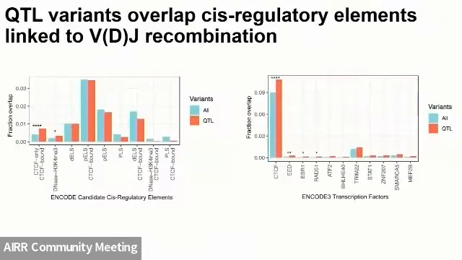And this is really interesting given the talk that we just heard. We saw that a lot of the variants that are associated with gene usage are actually enriched in transcription factor binding sites for transcription factors that are really important for VDJ recombination, such as CTCF.